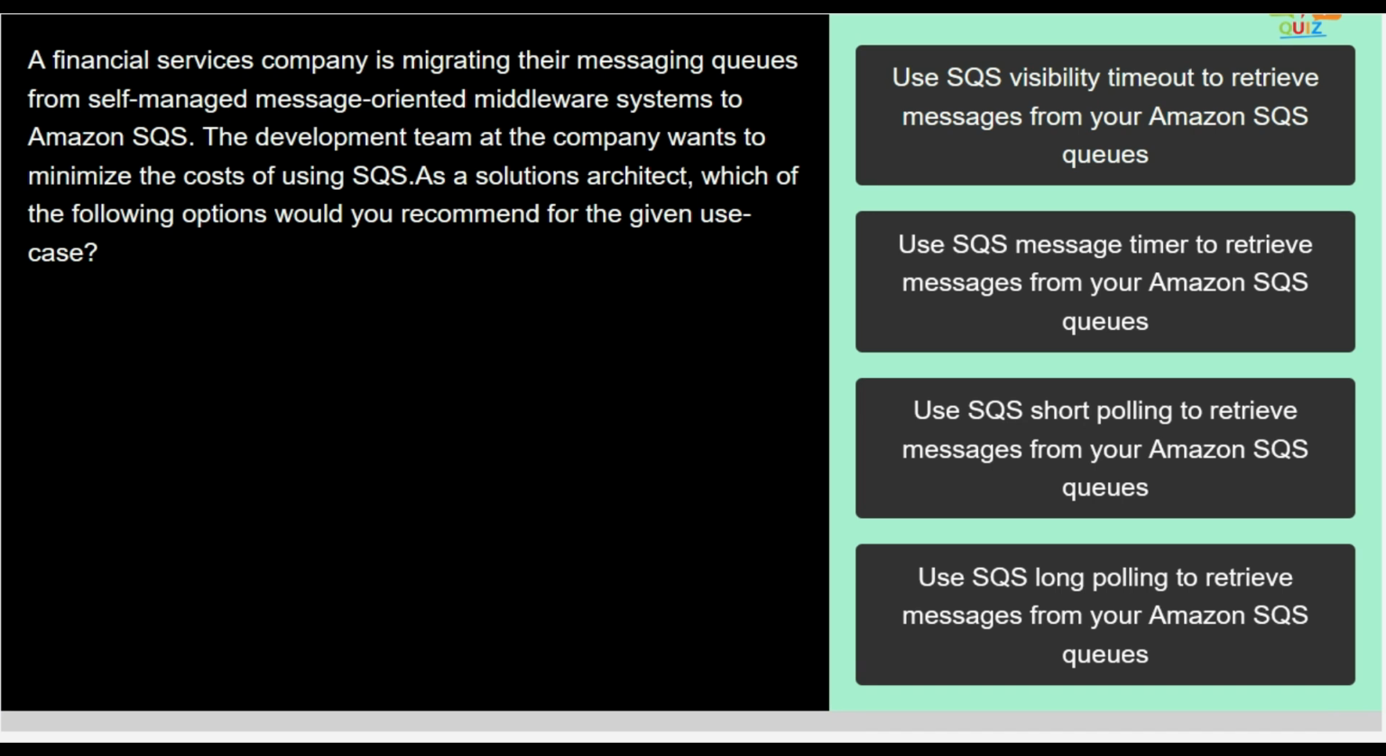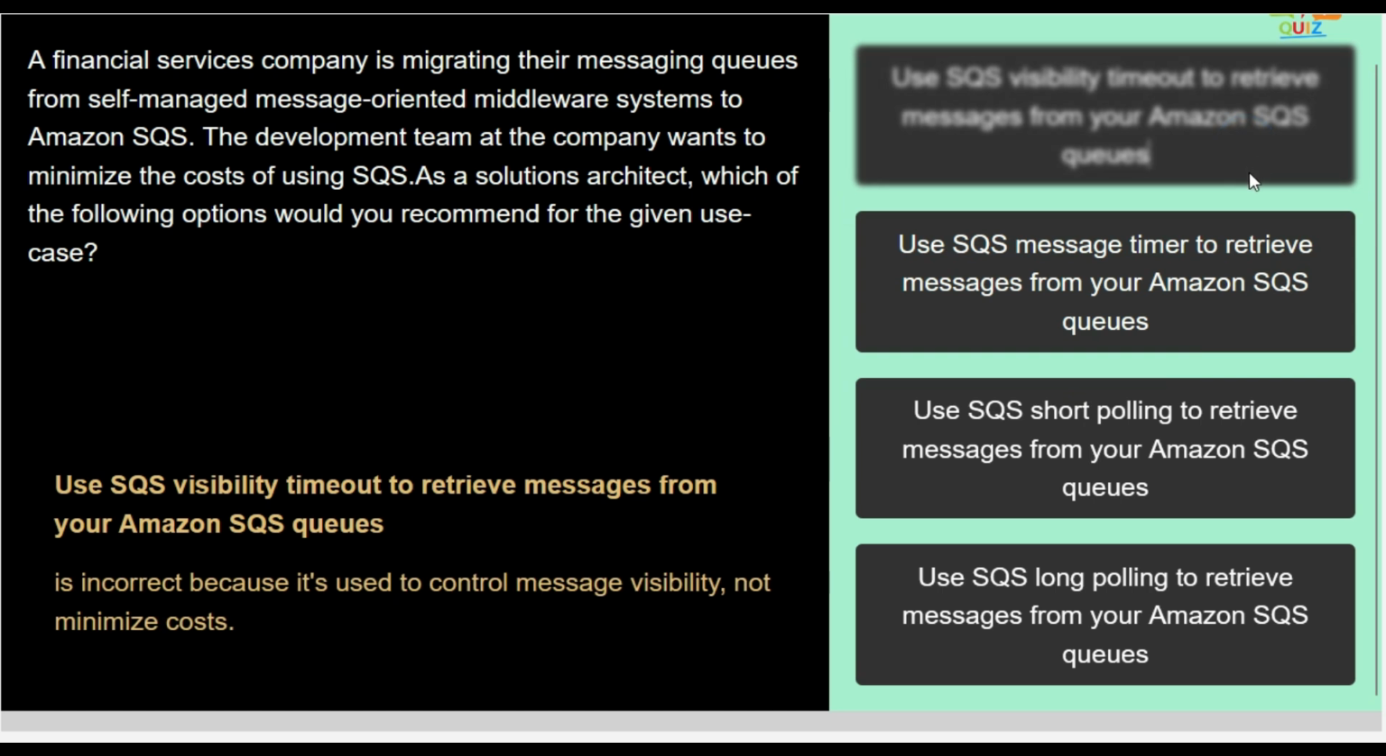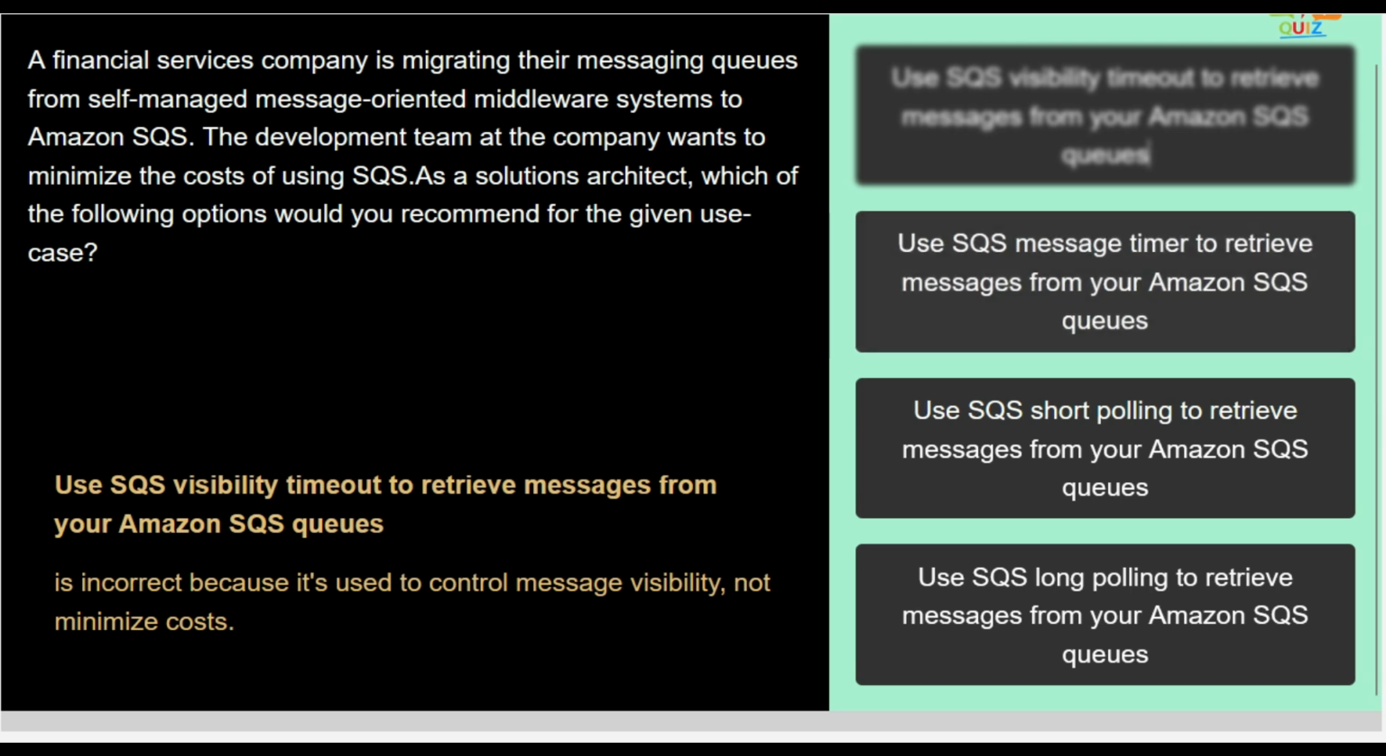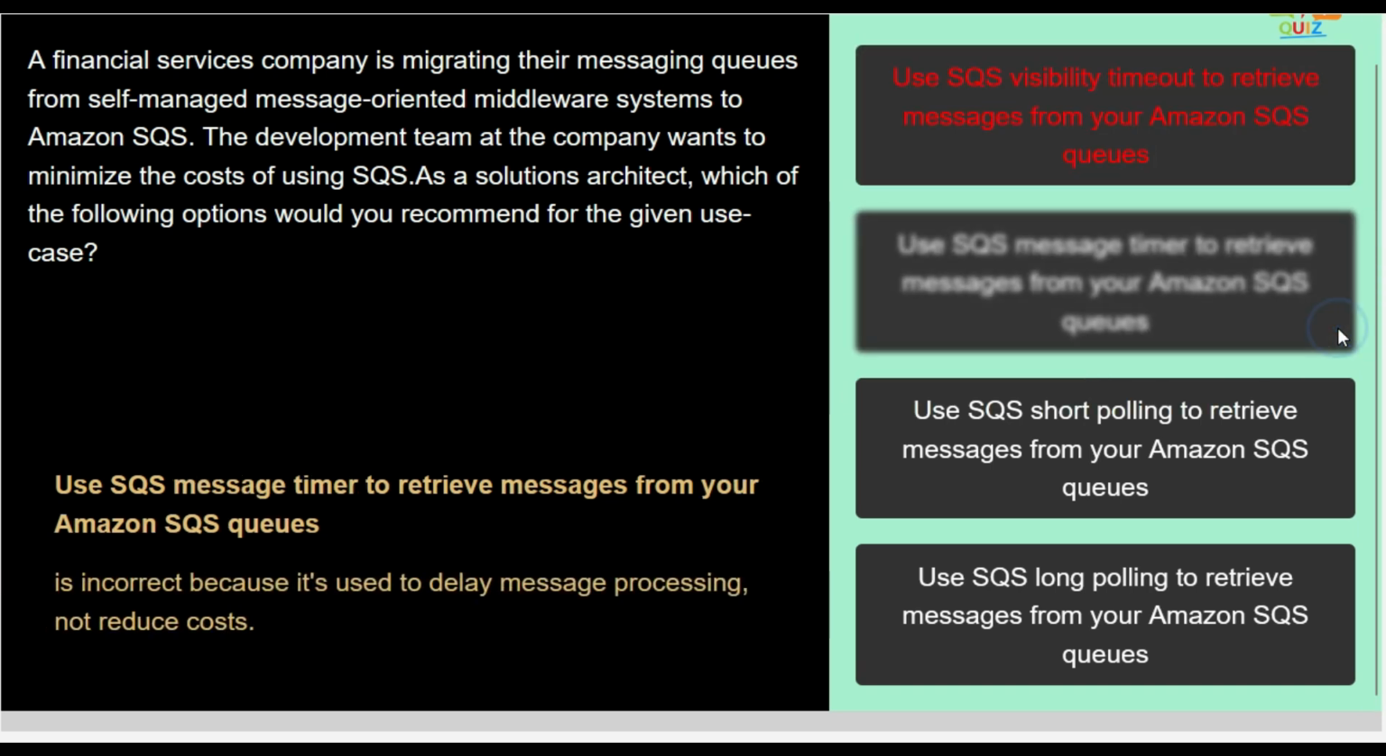Time up. Now let us analyze the answers. Option 1, use SQS visibility timeout to retrieve messages from your Amazon SQS queues. This option is incorrect because it is used to control message visibility, not minimize costs. Okay, so option number 1 is the wrong answer. Option 2, use message timer to retrieve messages from your Amazon SQS queues. This option is incorrect because it's used to delay message processing, not reduce costs. So option number 2 is also the wrong answer.